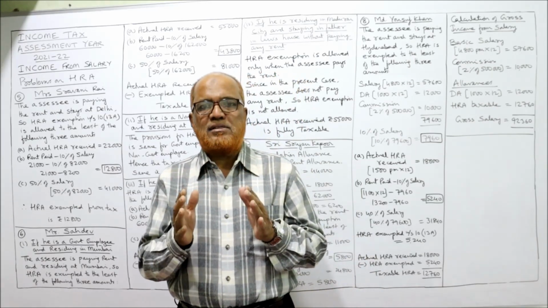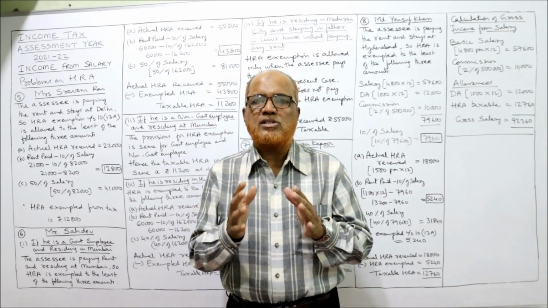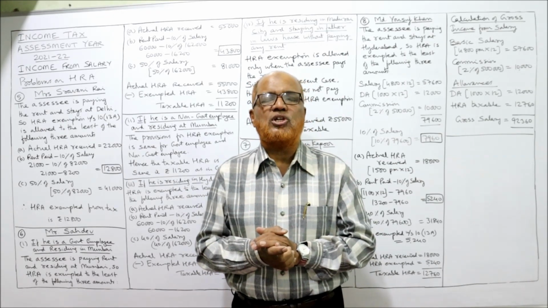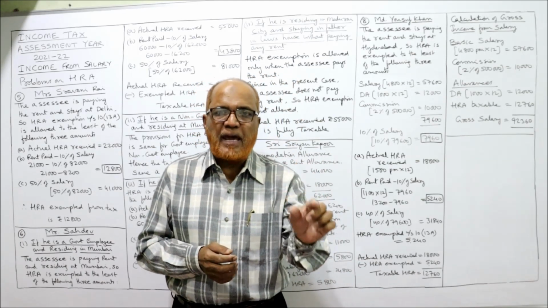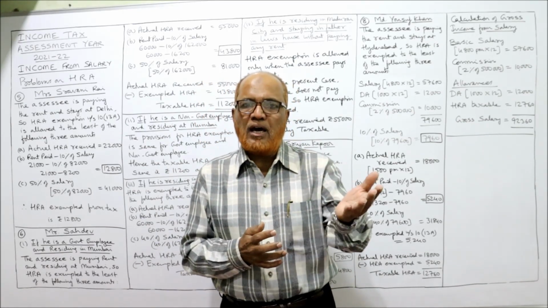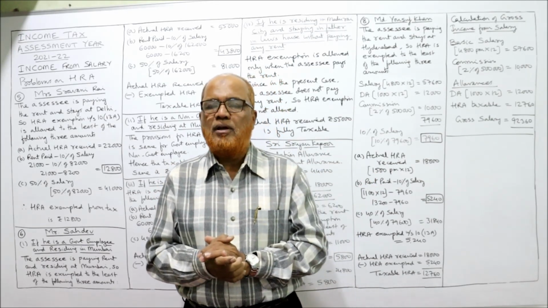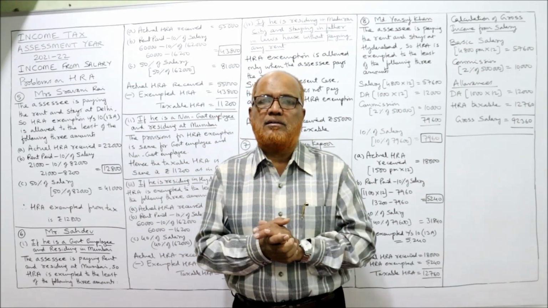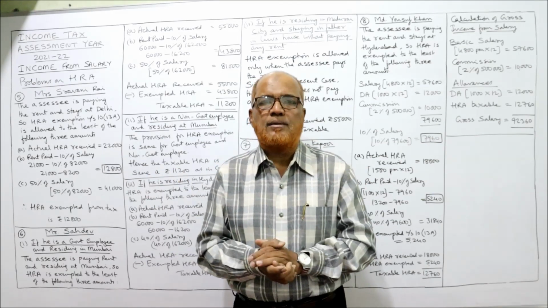House rent allowance is the allowance given by the employer to the employee for meeting the expenses of rent. The exemption under section 10(13A) will be allowed only if the assessee is paying the rent. If the assessee is living in his own house or in a house in which he is not paying any rent, exemption will not be given. The condition for the exemption: the assessee must pay the rent.